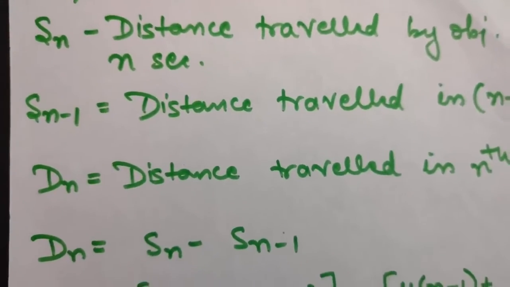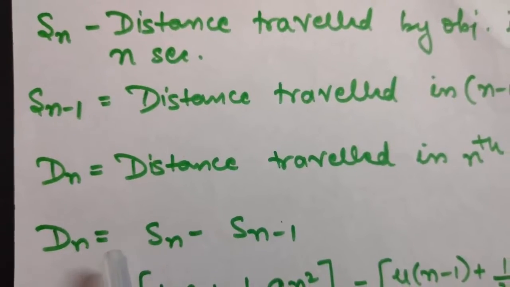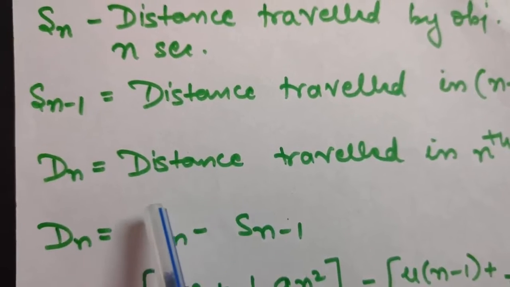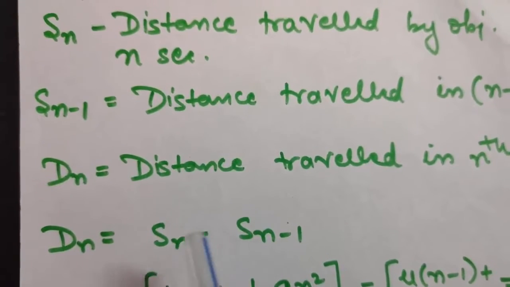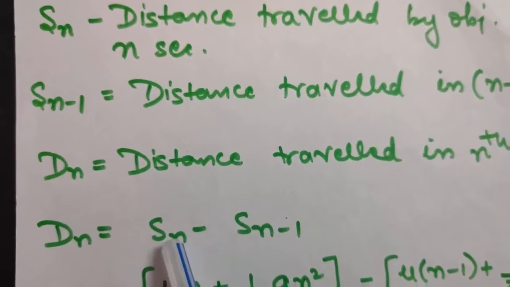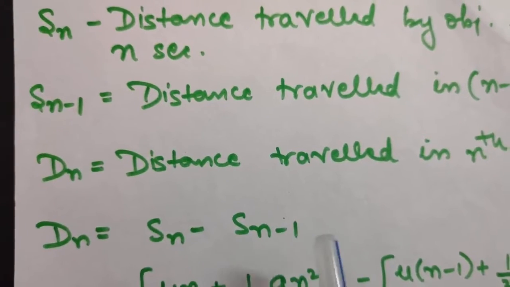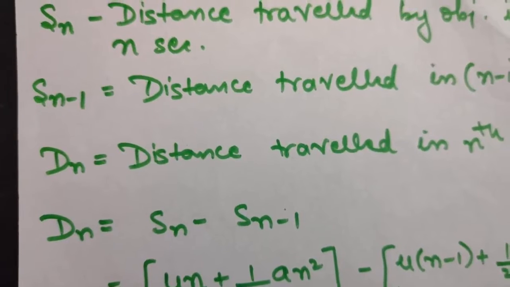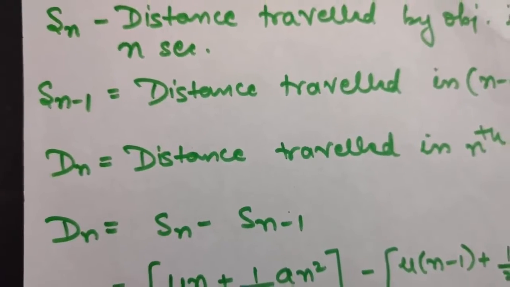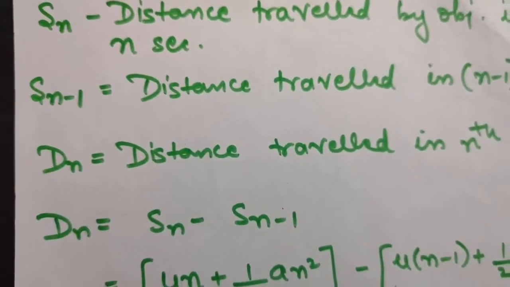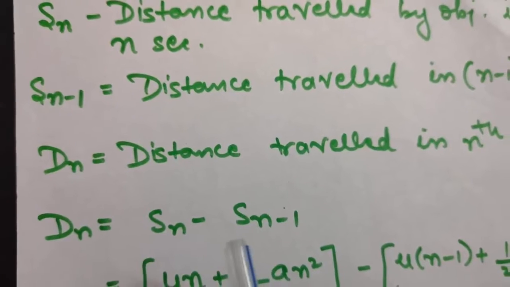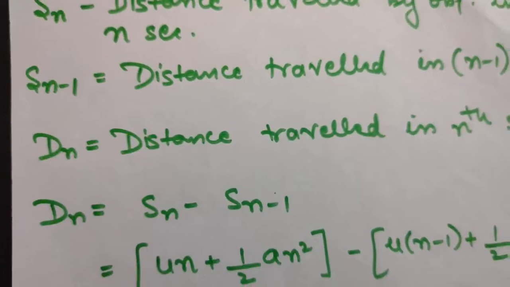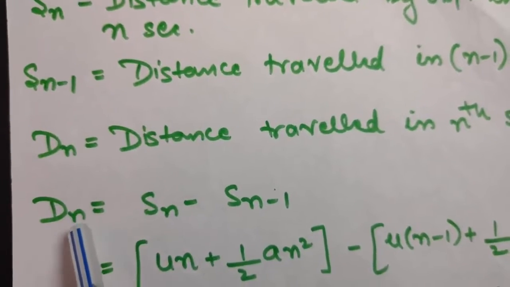Okay, so now we can write down dn is equals to Sn minus Sn minus 1. That is, this is the distance traveled in n seconds, or let's say n is 10 seconds, and this is the distance traveled in 9 seconds. If I subtract them, I will get the distance traveled between 9 to 10 seconds. That is, for that 1 second I'll get the distance. So dn is the distance traveled between n minus 1 to n seconds. So that is distance traveled in nth second.